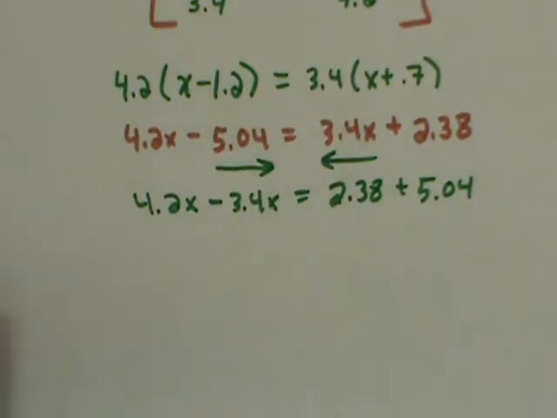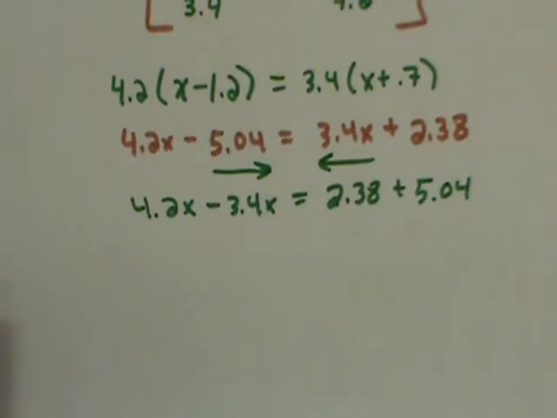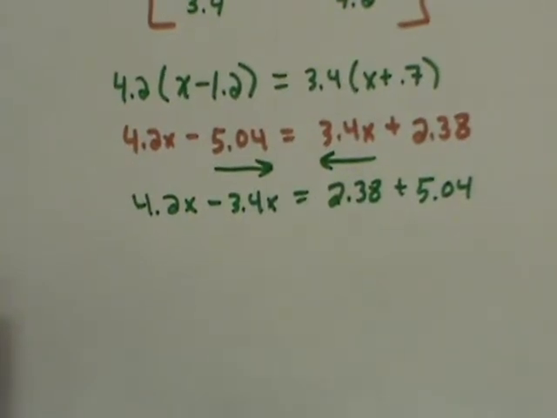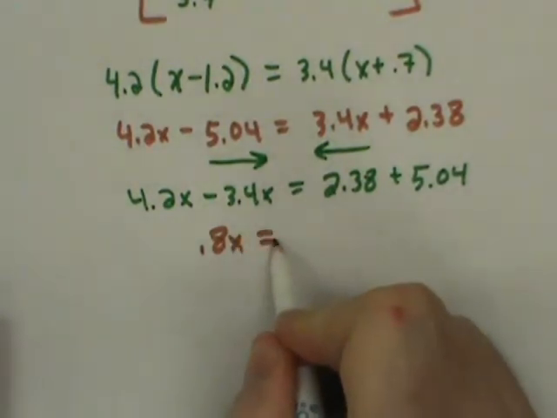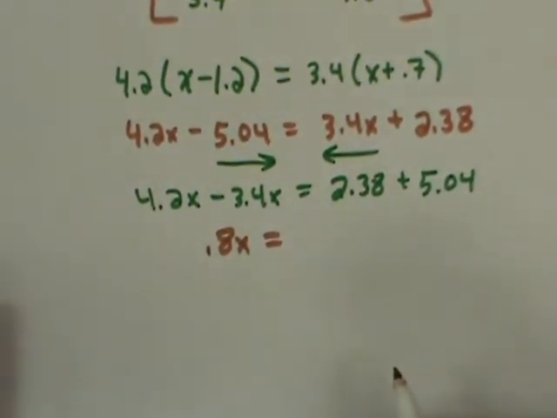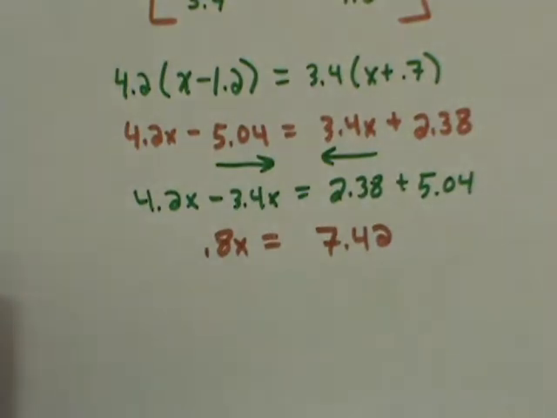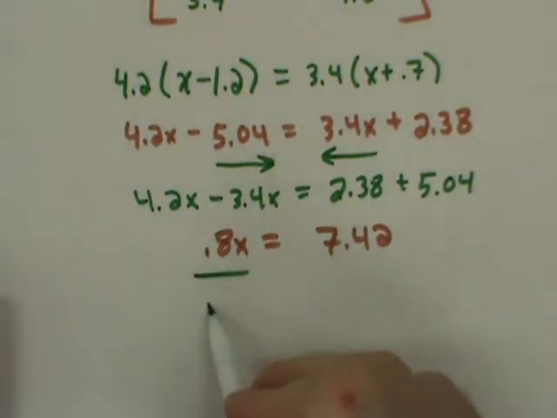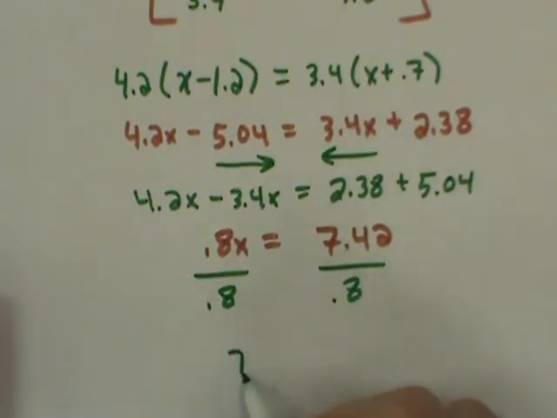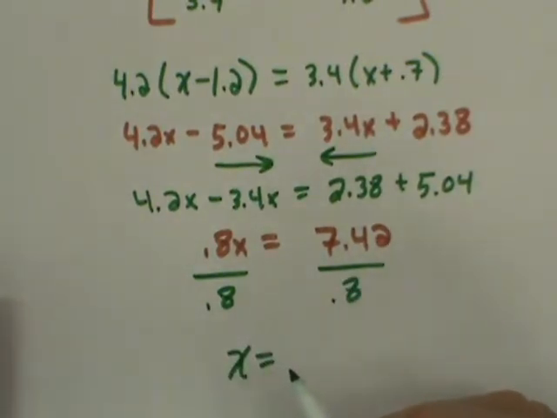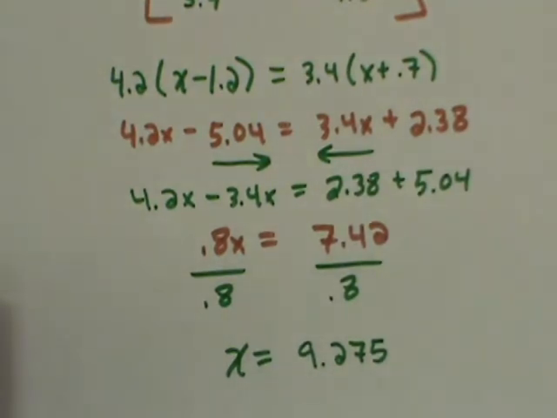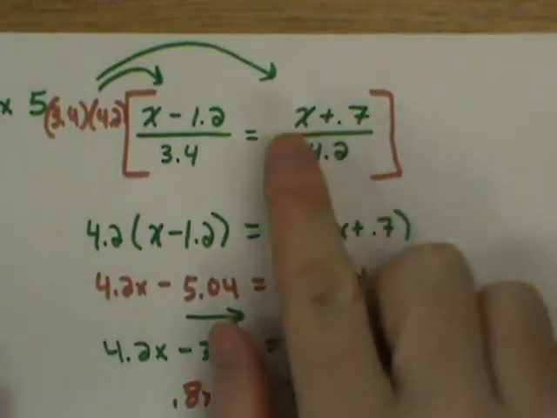From here, I want to combine like terms and simplify everything. So I go 4.2, take away 3.4, and that gives me 0.8x equaling 5.04 plus 2.38, 7.42. And now I'm going to divide both sides by 0.8. And as I divide by 0.8, I get x equaling 9.275. Now for this problem, because the original question was written with decimals, I'll accept a decimal.